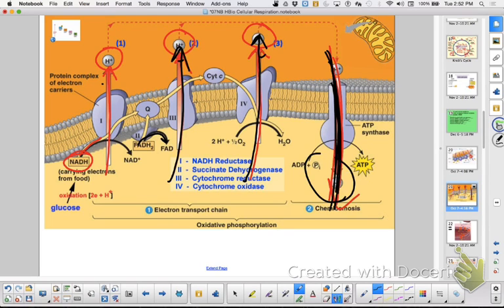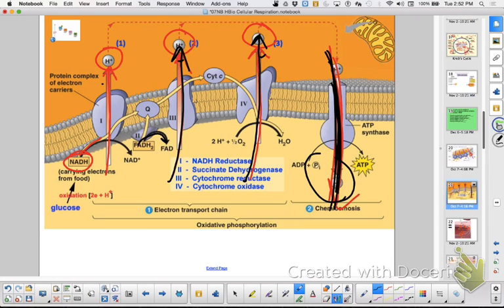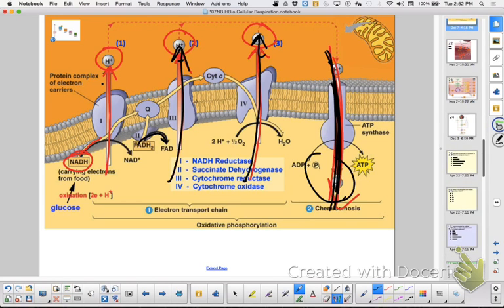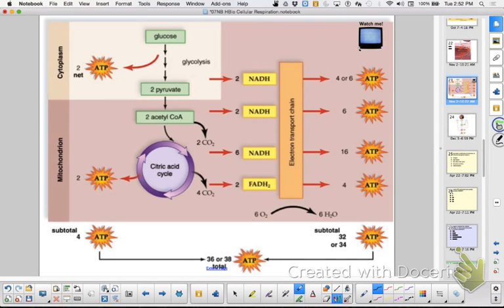Let me hit this too. I don't know if this will help you. Maybe it will. Take a look at this picture. Here's glucose to pyruvate, and we directly make 2 ATP, yes?